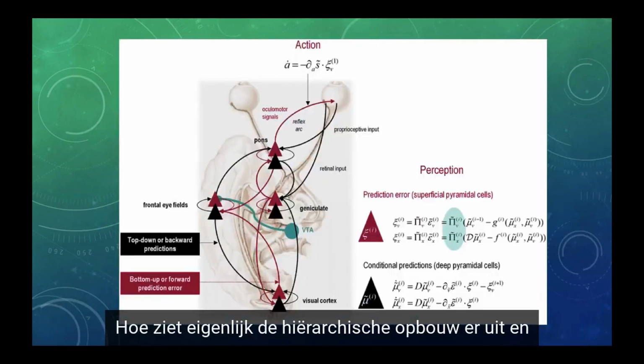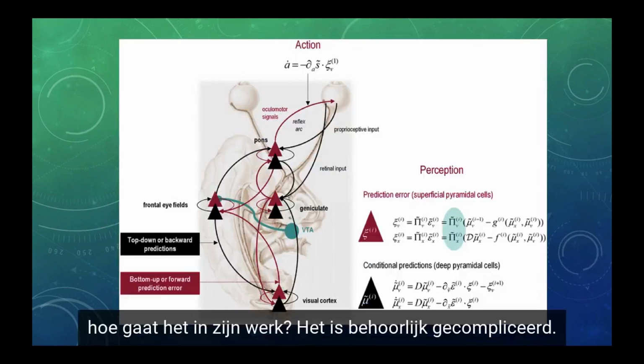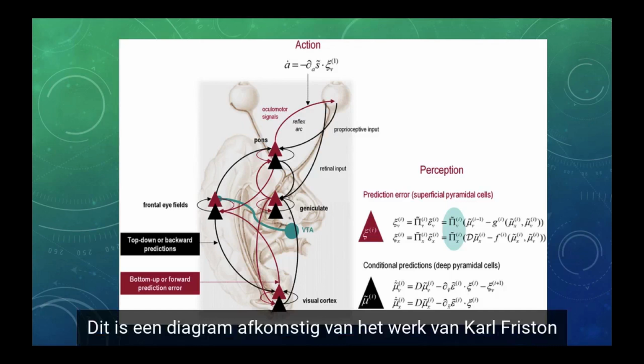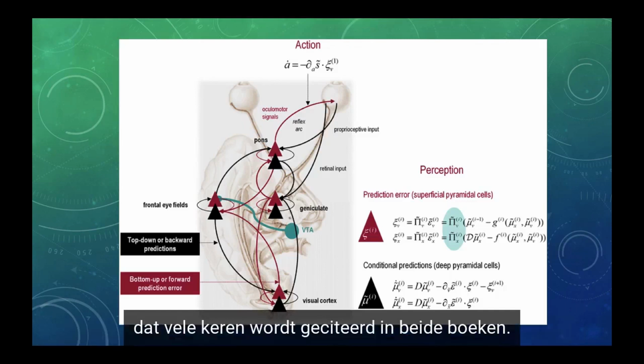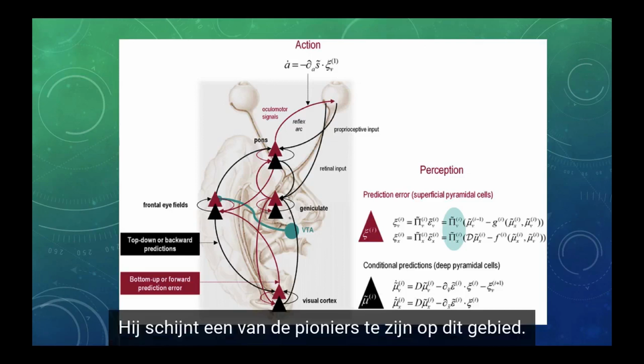So what does this actually look like? Like a true hierarchy, how it actually looks. It can get pretty complicated. This is a diagram from Carl Friston's work. Carl Friston is cited many times throughout both books. He seems to be one of the pioneers in this area.